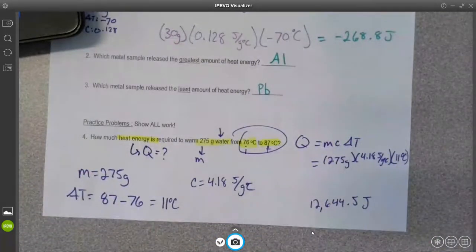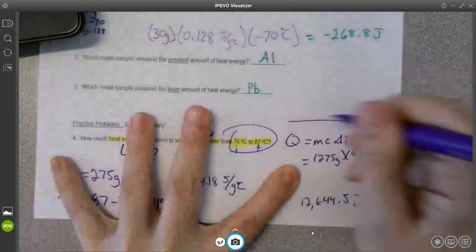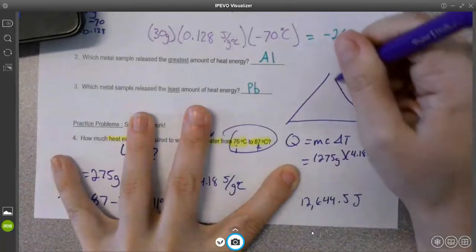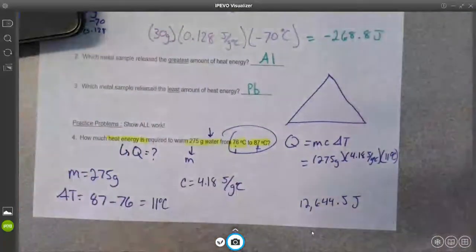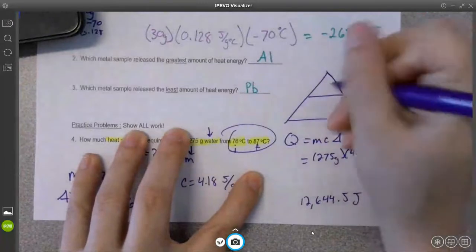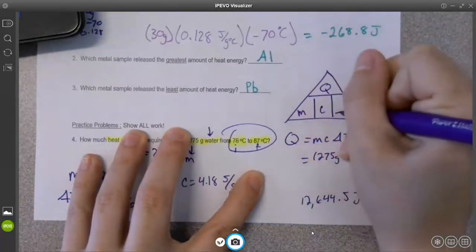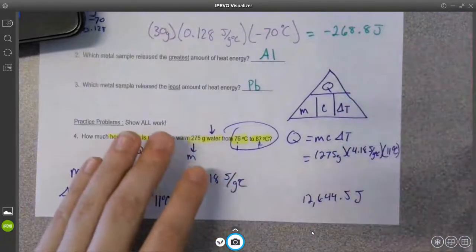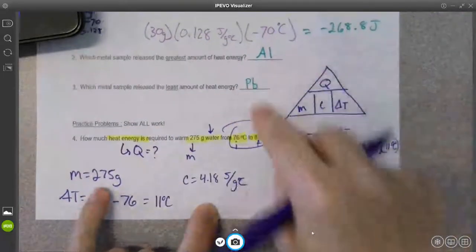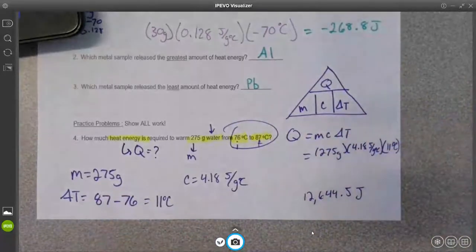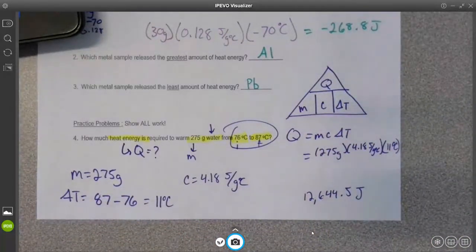Okay. Some questions are, of course, we are using an algebraic equation. What if I have to solve for something else? What should I do? Just like with some of the other problems where you were given triangles to help solve, I'm going to give you another triangle. Q is on top, M, C, and delta T. Make sure you have a copy of this somewhere, because if you are not very good at algebraically rearranging equations, this is perfect for you.